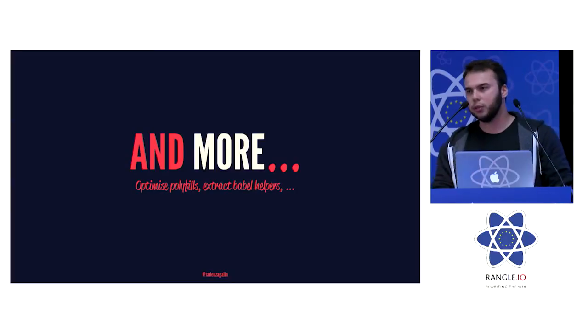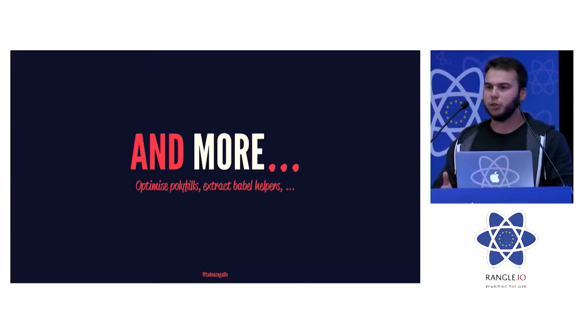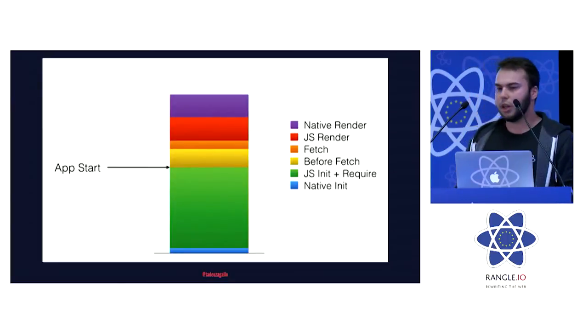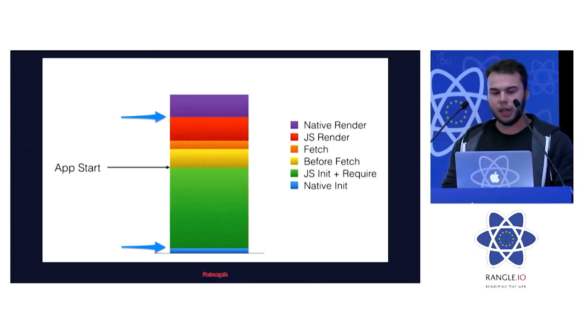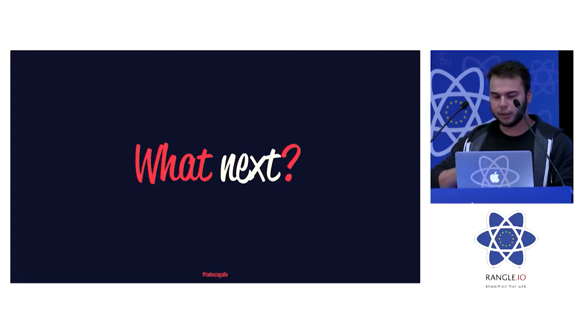But after that, we stopped to take a look at what the distribution during startup looked like between native and JS. And it looked a little bit like that. So just to help out, everything in between these two blue arrows was JavaScript. So it's more than 80% was spent in JavaScript. So what next?